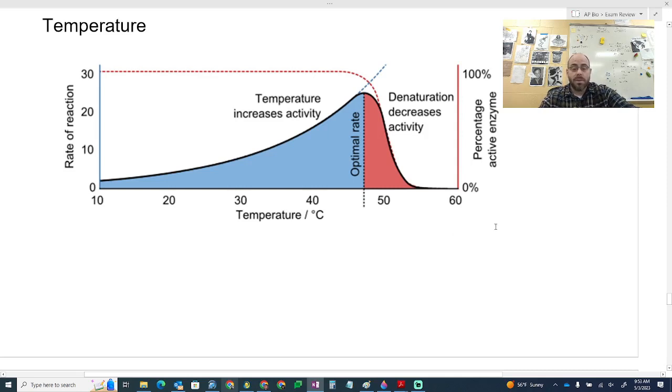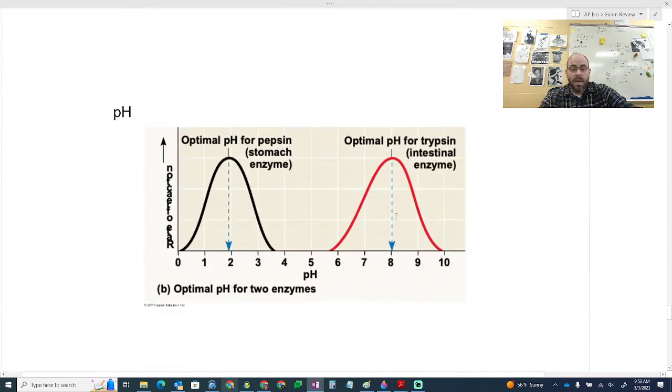It would be too cold. And so temperature, this graph is going to show you that. You have slow, which you'd expect, right? Slow gets to optimal rate once it gets to optimal temperature. And then what happens here is that protein completely denatures. That's why there's zero activity after a certain point, because that protein will not do the job that it's been asked to do.